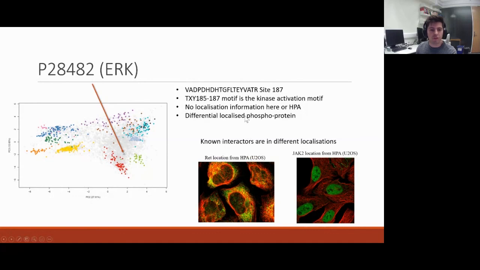But we did manage to obtain that the phosphoprotein is differentially localized. So we tried to follow up on this, and this correlates with the fact that known interactors, RET is localized to the cytosol, and JAK2, another interactor of this protein, is very confidently localized to the nucleus and also the plasma membrane occasionally.